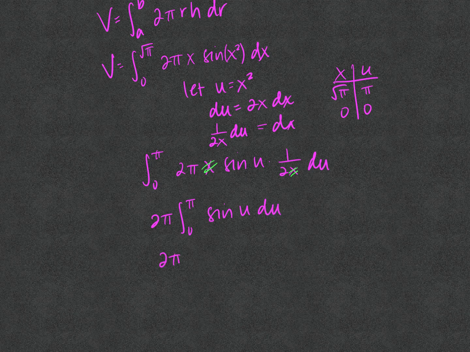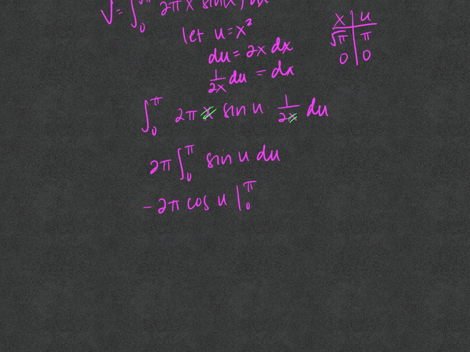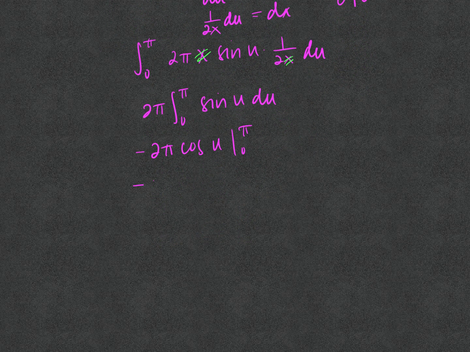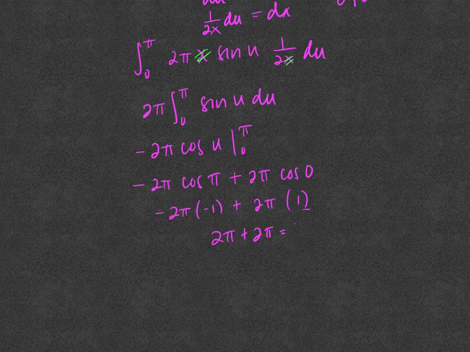When we integrate the sine of u, we get negative cosine of u. I'm going to put that negative out front. Negative cosine of u from 0 to pi. So we're going to say negative 2 pi times cosine of pi plus 2 pi cosine of 0. The cosine of pi, you have to think about what that graph looks like, or think about your unit circle. So I have negative 2 pi, and the cosine of pi is negative 1. And I have plus 2 pi, and the cosine of 0 is positive 1. So I end up with 2 pi plus 2 pi, which equals 4 pi.